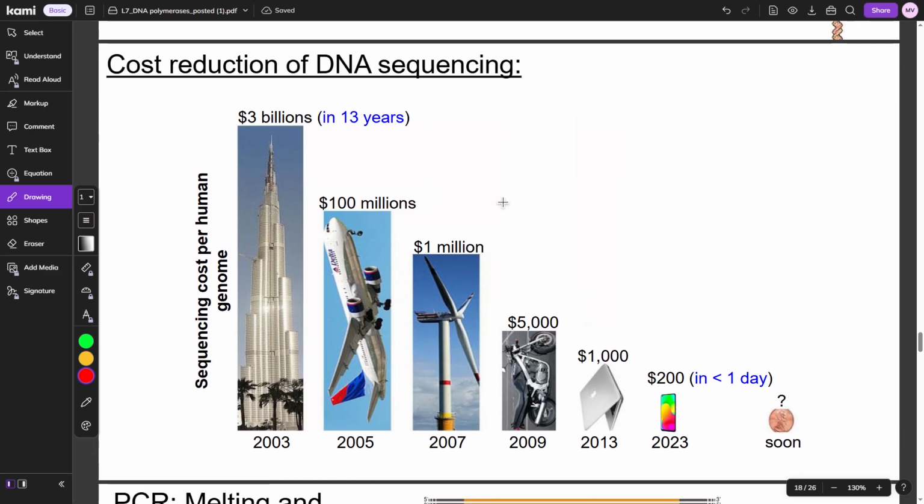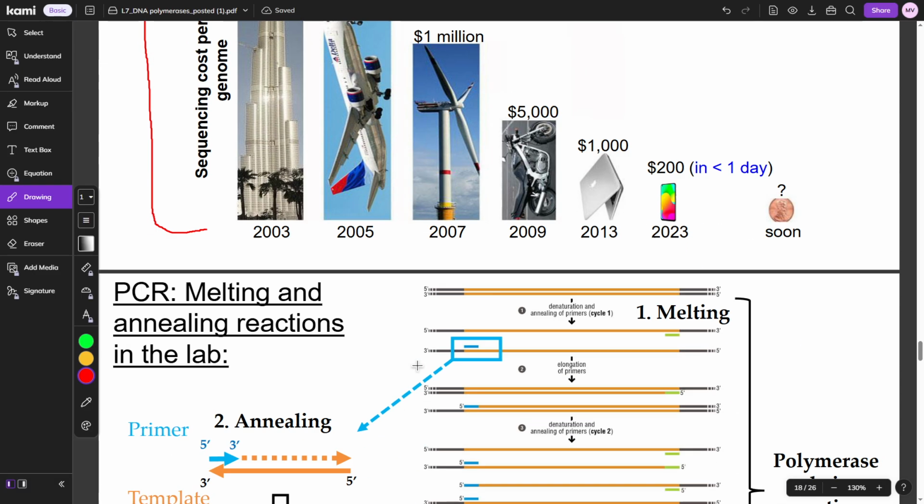The next thing we can look at is DNA sequencing. I'm not going to bother with this, all this to say that DNA sequencing has gotten a lot cheaper and a lot faster over the years.